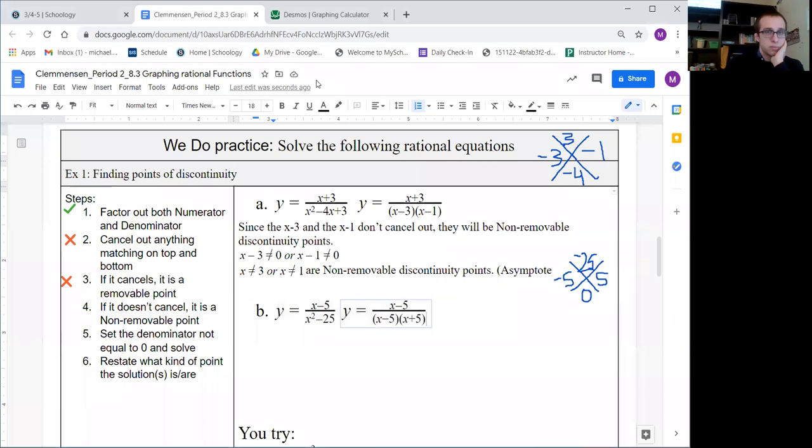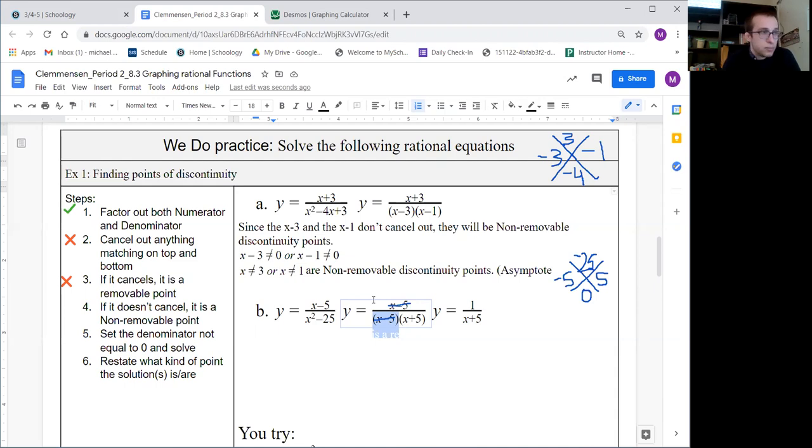Now I need to notice that I can cancel my x minus 5s on top and bottom. So then I'll get y equals 1 over x plus 5. Can anybody tell me, based on the fact that we just canceled this out, what type of discontinuity point will x minus 5 be? Will it be removable or non-removable?